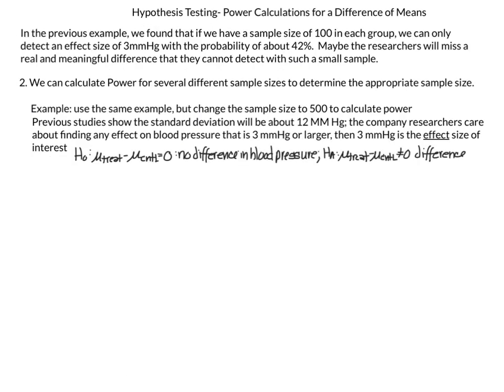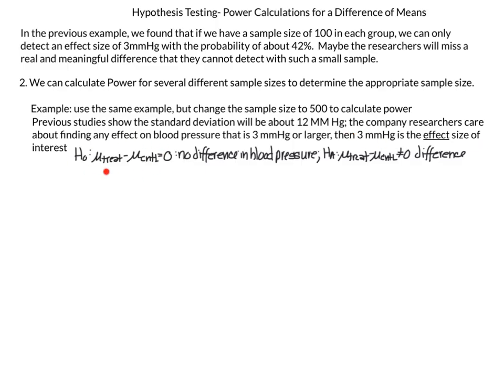Now we're going to redo the same example, but change the sample size to 500 to calculate the power. Previous studies have shown the standard deviation will be about 12 mmHg, and the company's researchers care about finding any effect on blood pressure that is 3 mmHg or larger. And again, 3 mmHg is our effect size.